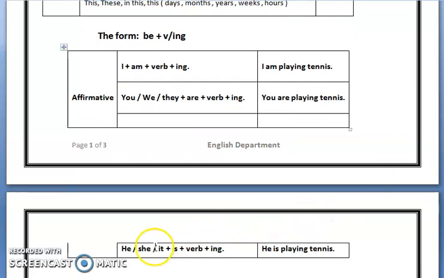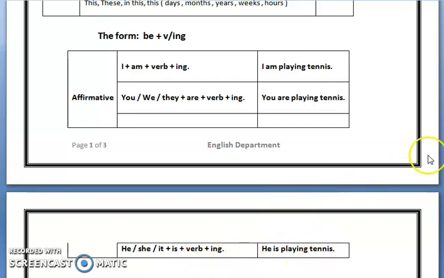And the last example, or the last part of the affirmative form, would be he, she, and it. The singular subjects will take the verb to be is plus verb plus ing plus the rest or the object. So he is playing tennis, or she is playing tennis, or it is playing tennis.